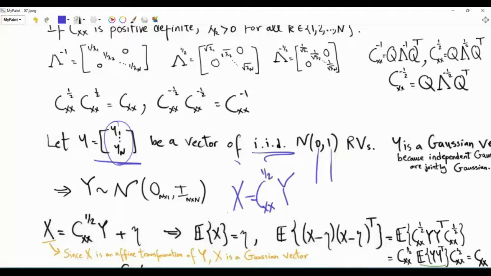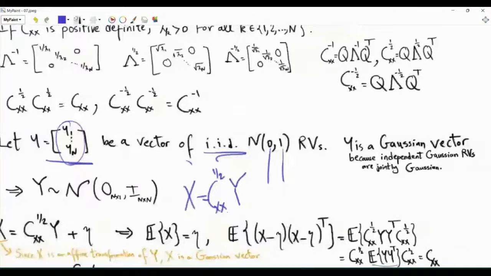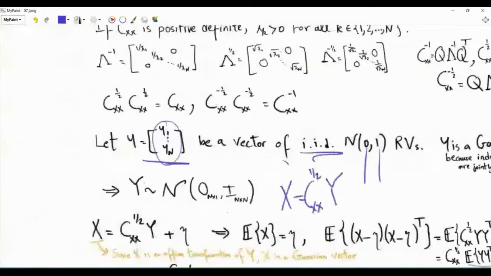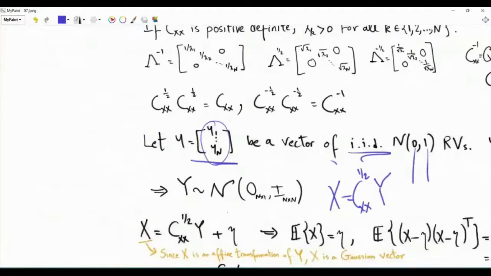Cxx to the 1/2. And of course, what is this thing? What is the square root of a matrix? Because the matrix is symmetric and positive semi-definite, we can write it down as we did on the previous slide. It is a matrix of eigenvectors, and it is orthogonal.